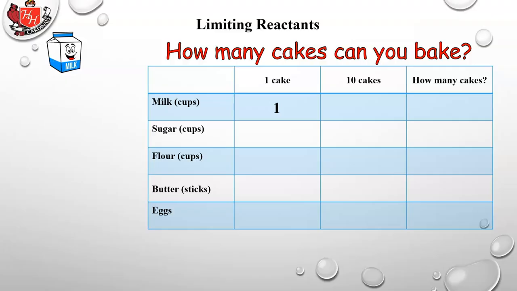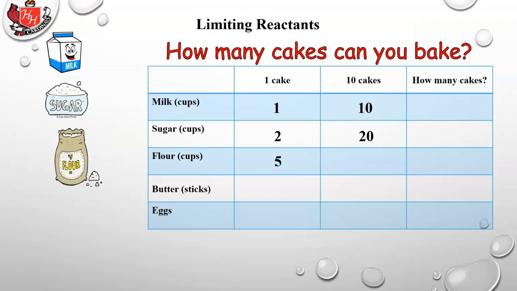To bake one cake, you need 1 cup of milk. To bake 10 cakes, you need 10 cups of milk. To bake one cake, you need 2 cups of sugar. For 10 cakes, you need 10 times that much, 20 cups of sugar. To bake one cake, you need 5 cups of flour. To bake 10 cakes, you need 10 times that much, 50 cups of flour.